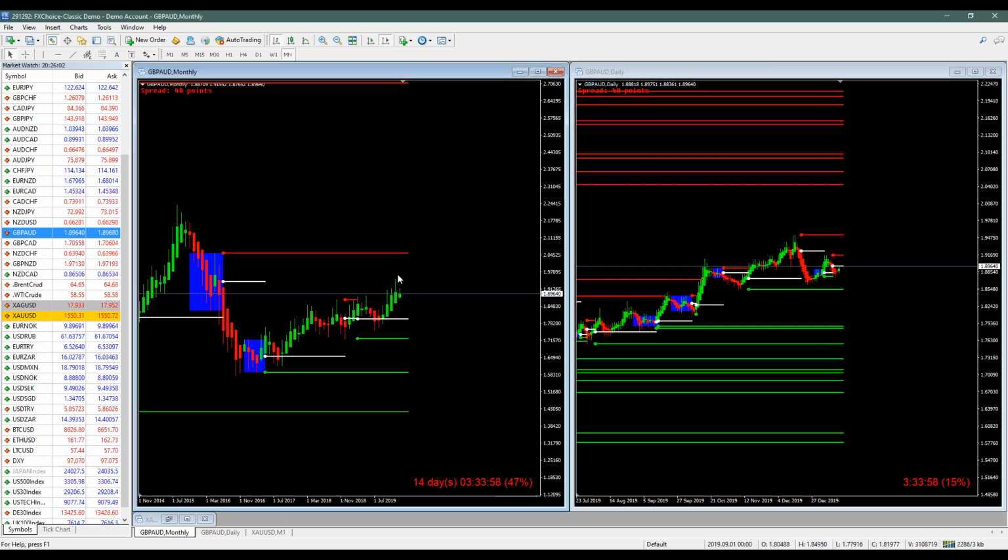Okay, so Pound Aussie's clearly long on the monthly. One thing I'm looking at is that we are getting a reaction here at this previous expansion level, which is reflected. That's why we're going sideways right now on the monthly. But for all purposes, that candle's green. We're going to call it long.